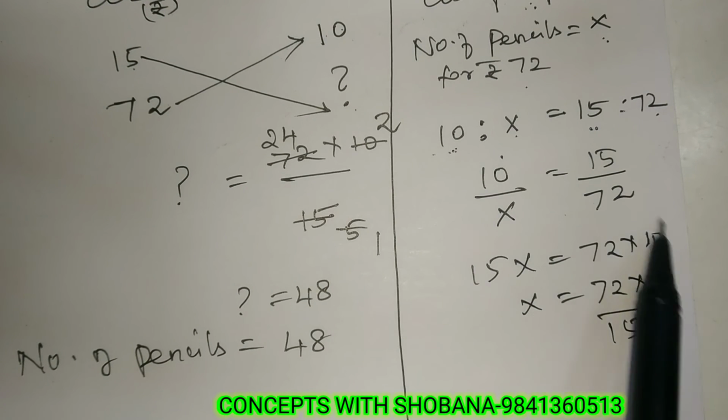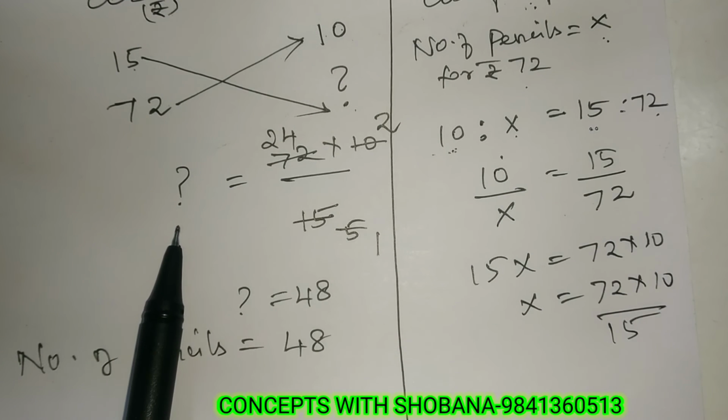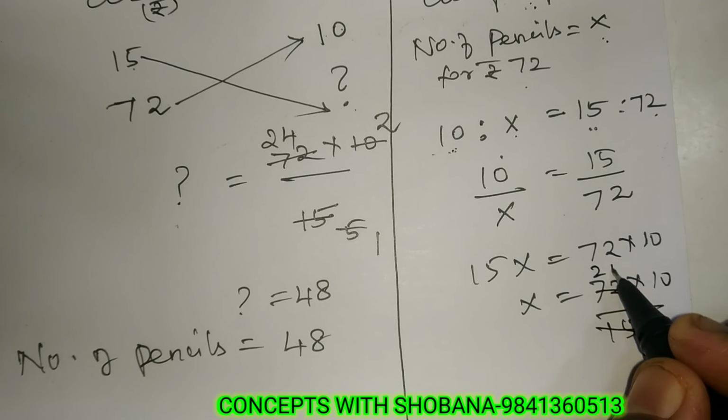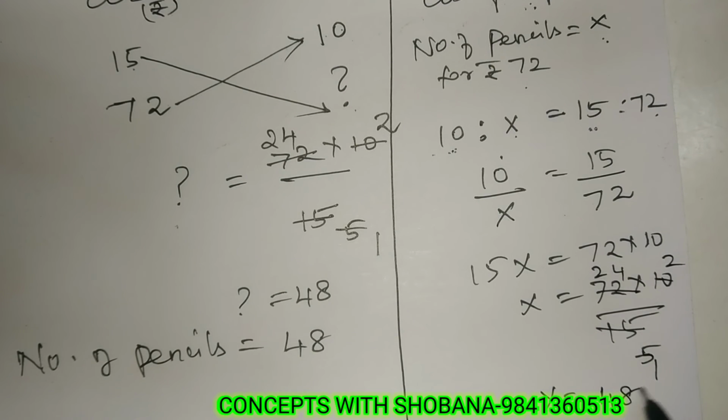Okay, we have written the ratios here. We have come to the same procedure again. So here also the same process. I cancel the 3 table. 3 5s are 15, 3 24s are 72. 5 1s are 5, 5 2s are 10. So X is equal to 48. Hope you understood. See, we have arrived at the same answer.